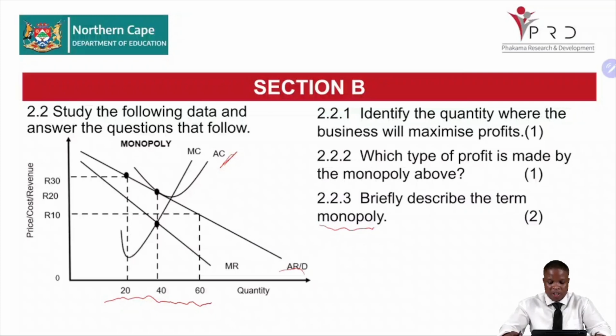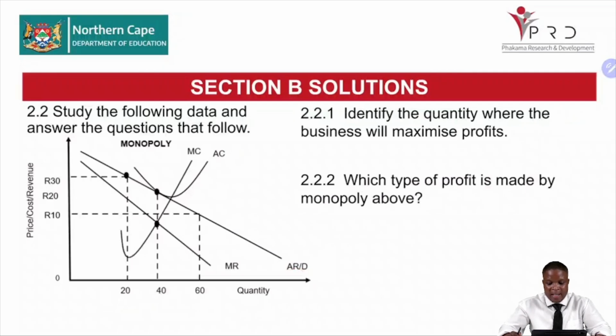Thank you so much. Grade 12, your time is up. Let's look at your possible answers. Identify the quantity where the business will maximize profit. Look at 20. No. 40. Remember, where we maximize profit is where MR is equal to MC. You look at 40, MC, MR.